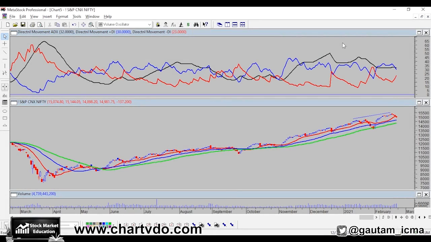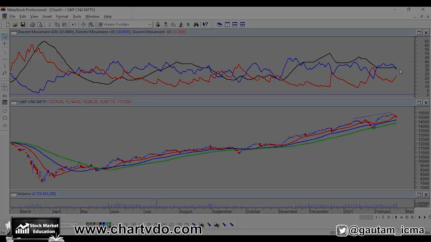The ADX is currently giving you signals of a trading market. The ADX is gradually moving downwards. Well, it is showing signs of divergence. Divergences are there, but that doesn't mean that it will be turning right away from the upper side, because the value is currently quite high at 32 odd levels.